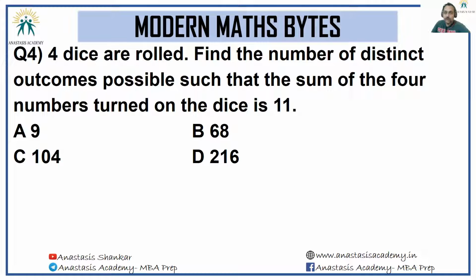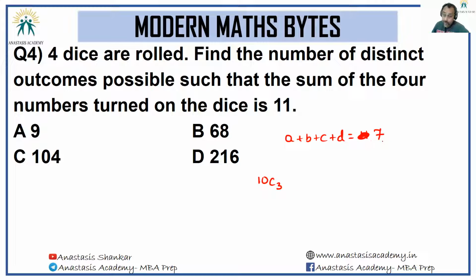4 dice are rolled. Find the number of distinct outcomes possible such that the sum of the 4 numbers turned on the dice is 11. Okay. Let's see. We have 4 dice. A+B+C+D is equal to 11. But remember, because these are dice, each of them will definitely have 1 present on each of them. So let's give out 1 to each of them. The summation now reduces to 7.